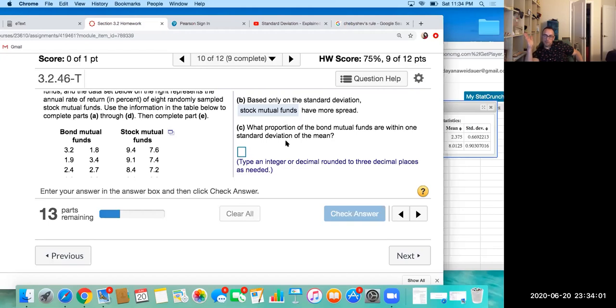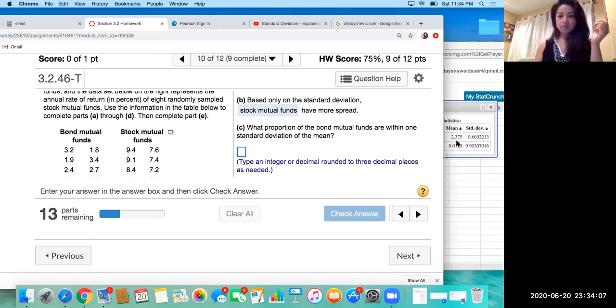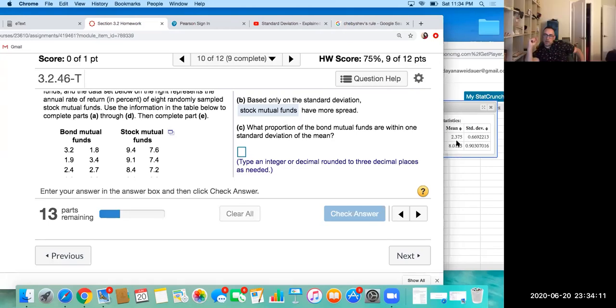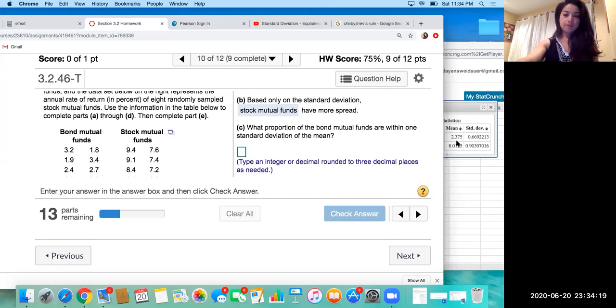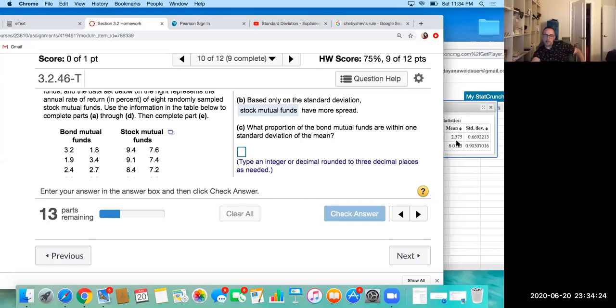So the mean was what again? Let's find the mean and the standard deviation and find the range. So the mean is 2.375. So what I need you to do is add the standard deviation and subtract the standard deviation from that mean. So I'm gonna put 0.669. Yeah, add that to 2.375 and then subtract that and tell me those two numbers. And write down those two numbers.